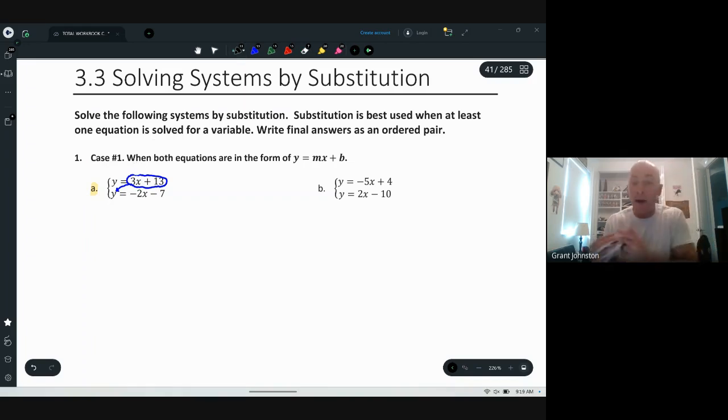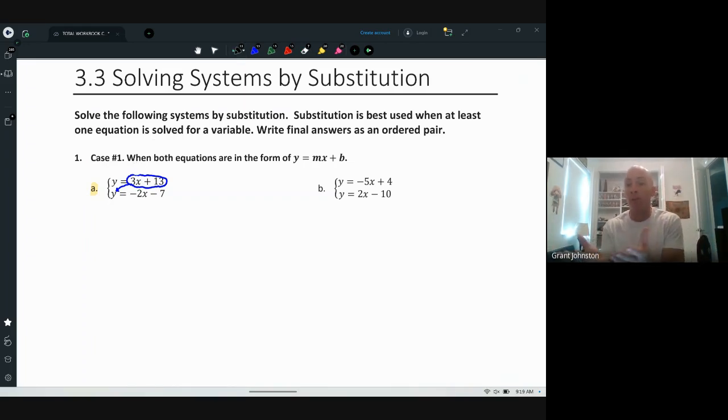Because that's what y equals: y equals 3x plus 13. By that equality, I can put that in for y in the other equation. So I'm going to substitute 3x plus 13 in for that y, and then I have the negative 2x minus 7. That's called substitution. I've substituted what I know y to equal into y in the other equation. And then you just solve it.